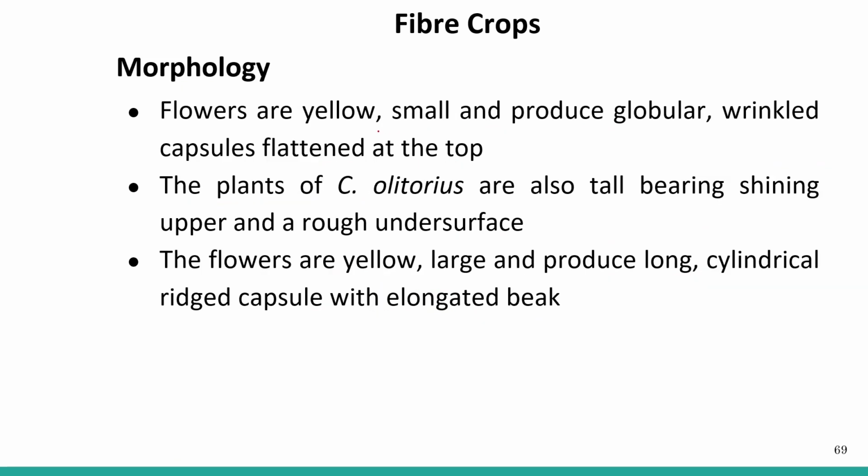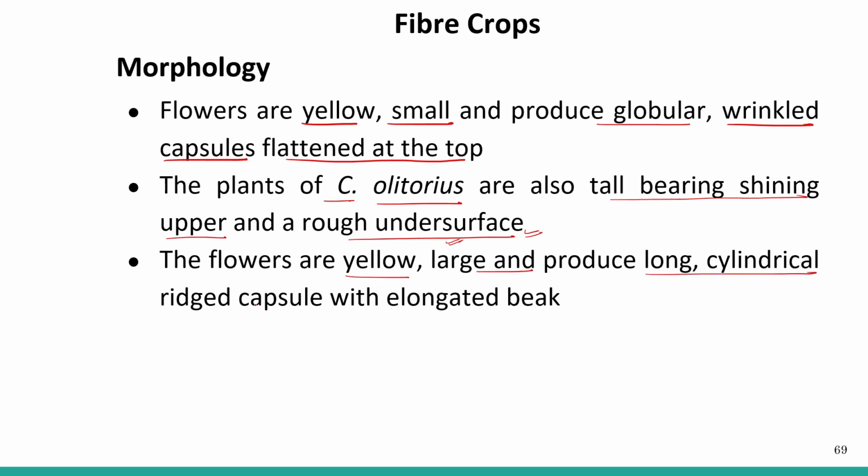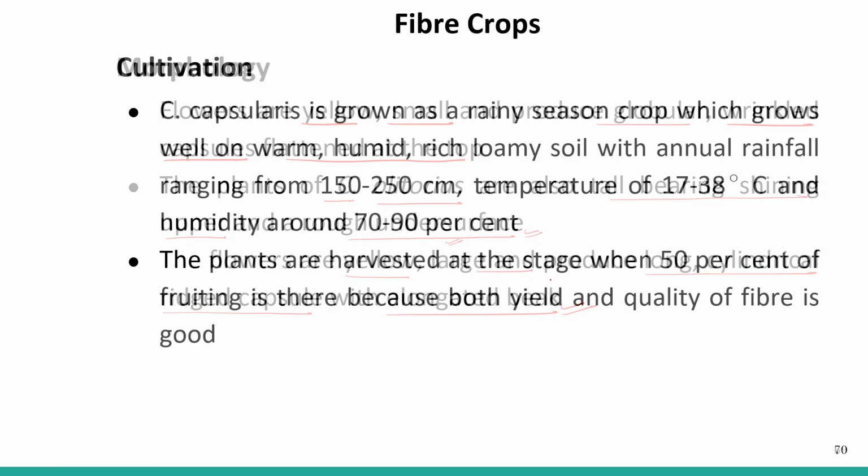The flowers are yellow, small, and produce globular wrinkled capsules flattened at the top. The plant of Corchorus olitorius is also tall, bearing a shining upper and rough under surface. So the leaf is shining on the upper side, but it is rough on the undersurface. The flowers are yellow, large, and produce long cylindrical ridged capsules with an elongated beak.